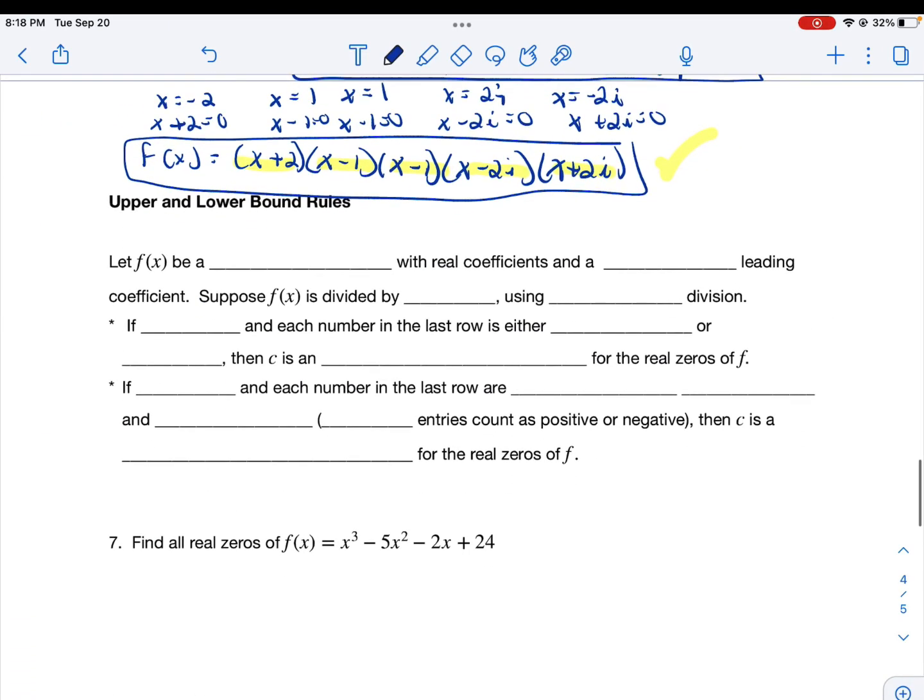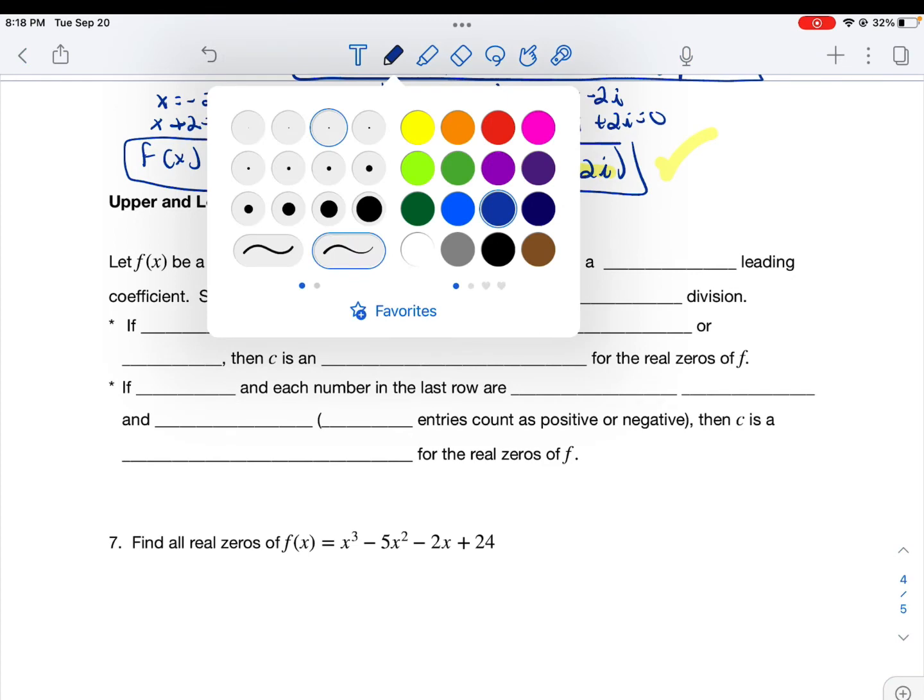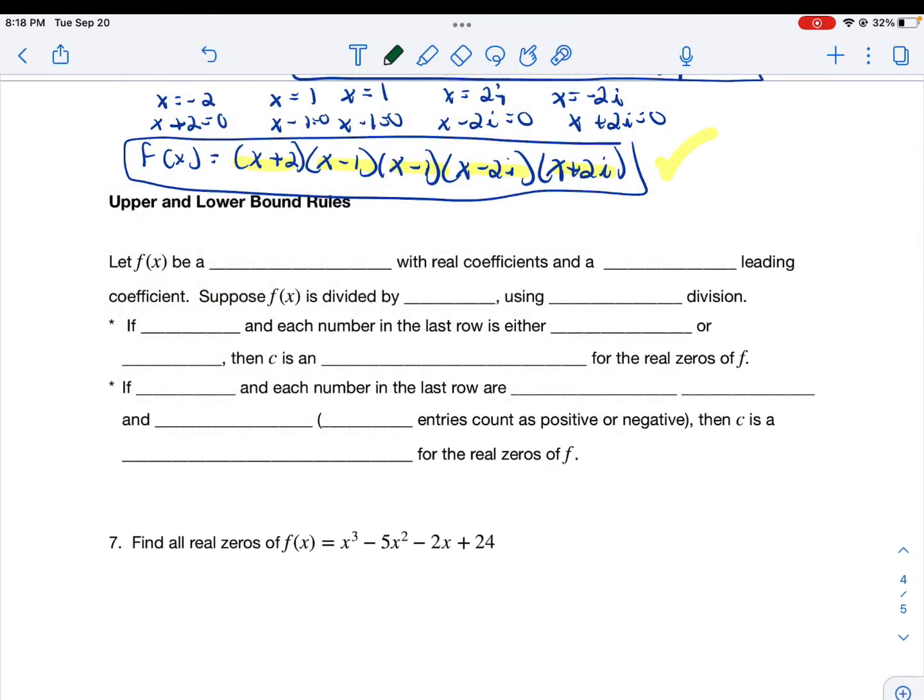All right, let's think of another way. All those tests we've done so far just limit it down to still quite a few, and I don't have time to go through all of them. Well, there's a way that you can eliminate some other choices, and it's called the upper and lower bound rules or test. So if f of x is a polynomial with real coefficients and it has a positive leading coefficient, so the first term is a positive number, you can apply these upper and lower bounds. Okay, so you can use synthetic division.